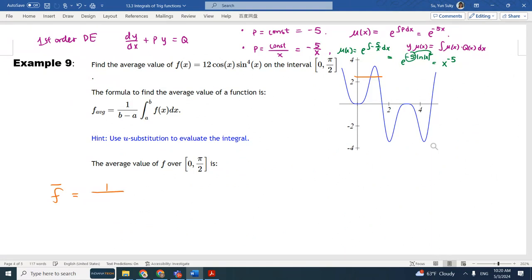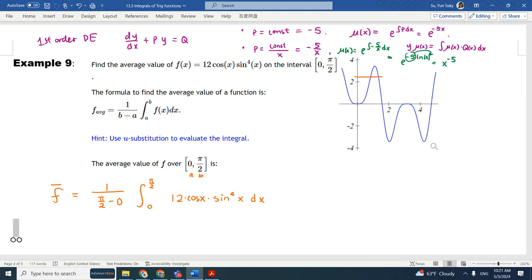That is 1 over b minus a, so pi over 2 minus 0, times the integral from a equals 0 to pi over 2 of our function, but now we allow our function to have trig functions, dx. Average value is something we learned before, but now the function has a trig function in it. All right. So let's see, how do we solve this? Does this look exactly like the formula? No. Okay, so we need to do something else, right?